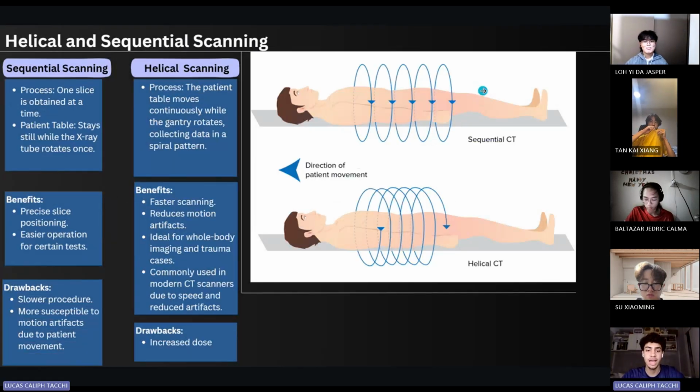Moving on to the different scanning types, there are two main CT scanning types: sequential and helical. In sequential scanning, the patient table stays still while one slice is captured per rotation. This gives accurate slice positioning but is slower and more prone to motion artifacts. In helical scanning, the table moves continuously as the gantry rotates, creating a spiral data path. This allows faster scans and reduces motion artifacts, making it ideal for trauma and whole body imaging. However, very high pitch values can increase image artifacts if not properly optimized.